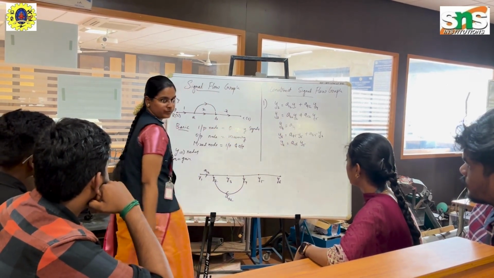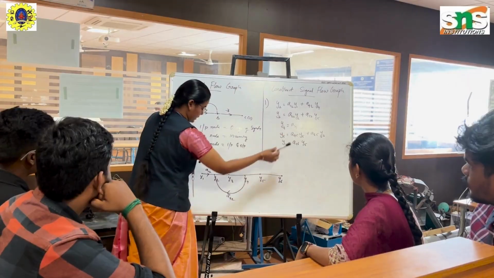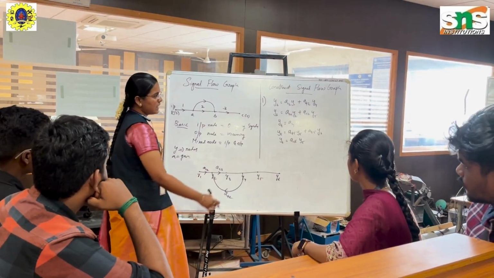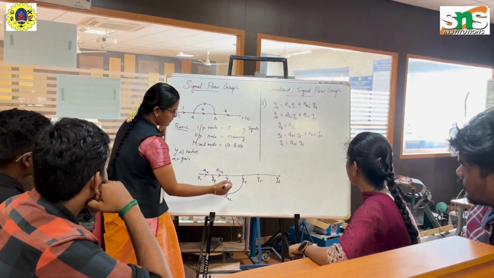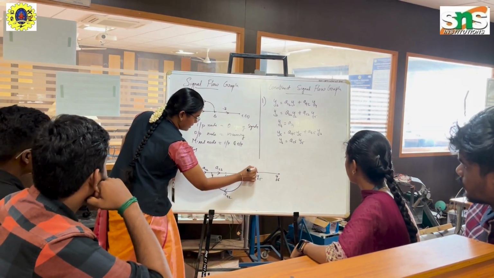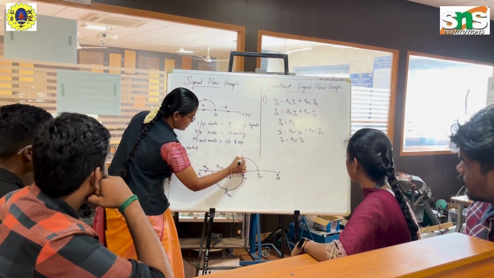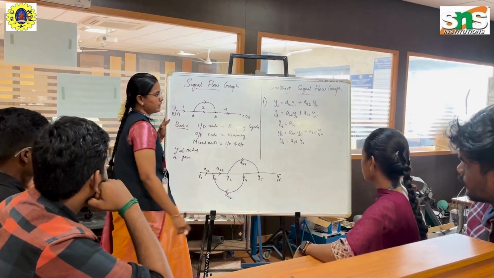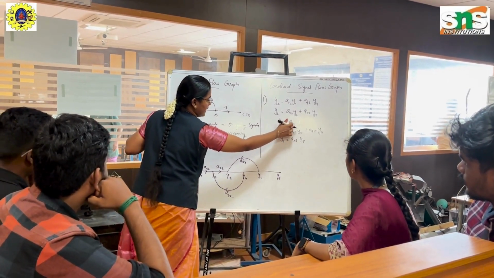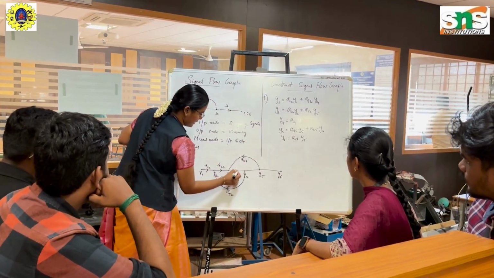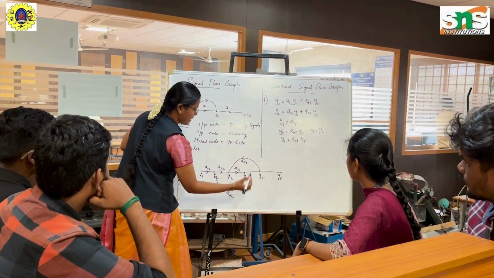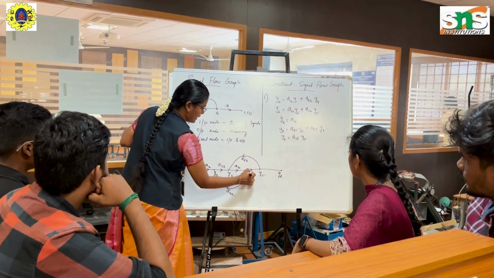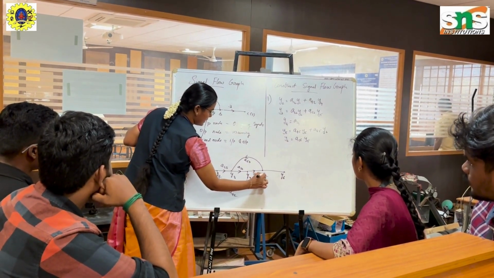Y4 to Y2. Next, A23: from 2 to 3, A23 will be traveling. And the next one is A53, from 5 to 3. The direction should be 5 to 3, and the gain is marked. Next, A34: 3 to 4 is marked. Next one is A45. From Y4 to Y5, A45 will be traveling.